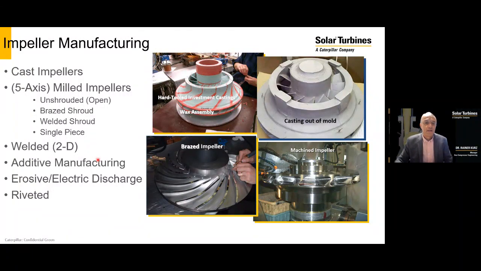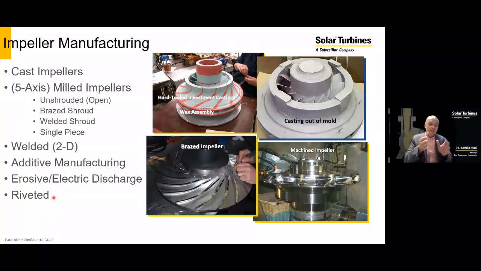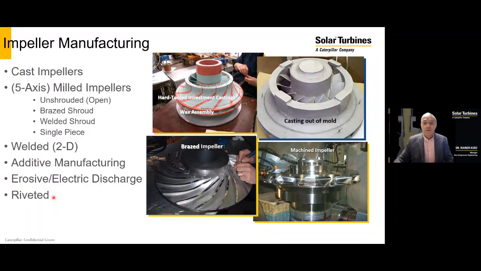We also find impellers made with additive manufacturing, with essentially also machines where the blade channels are eroded, and then really, really old blowers where the backside, the vanes, and the shroud are riveted.